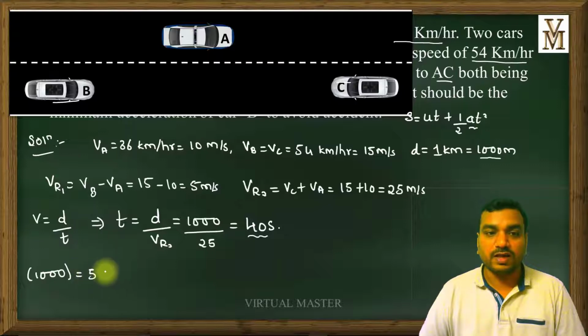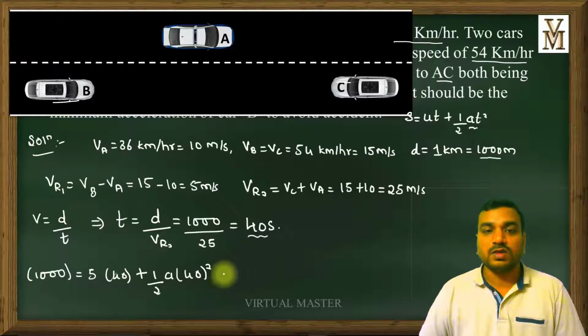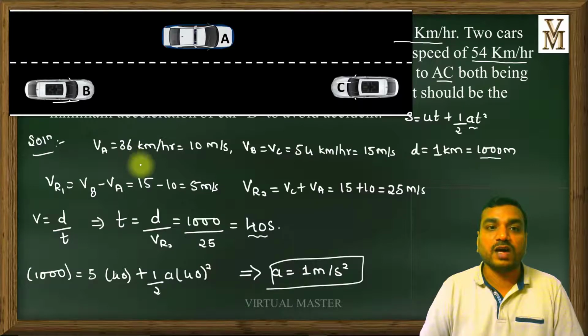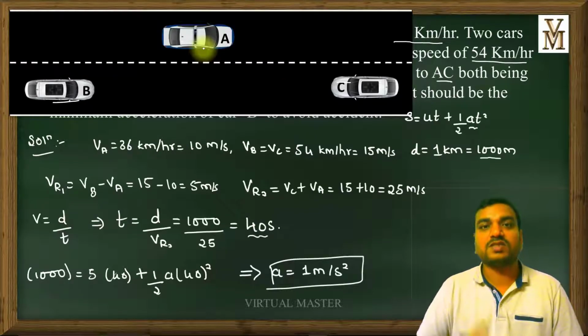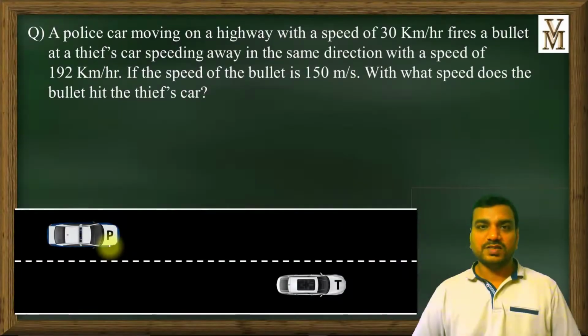So 5 into t, which we have just found out to be 40, plus half at square, that is half into a, where a is the acceleration which we have to find, and t is 40 square. After simplification we are going to get a equals 1 meter per second square. This is how you can find the acceleration of car B with respect to car A. I hope everyone has understood how to solve this type of question. Now let us solve the next question.